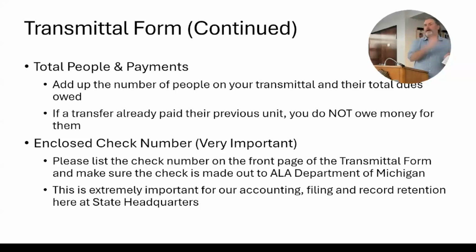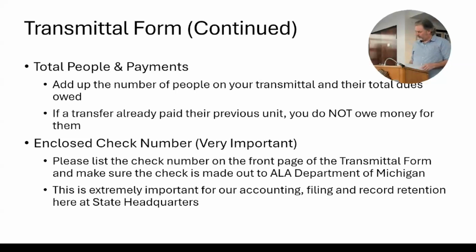Problem is if we need to go look something up from 2023, 2022 or earlier, and we don't have a check number listed here, it's very hard to coordinate everything with our QuickBooks, our accounting, our membership, all of that. So please write your check number there so we can keep your paperwork with that check. And that way, if there's an issue in the future, we can find that easier for you.